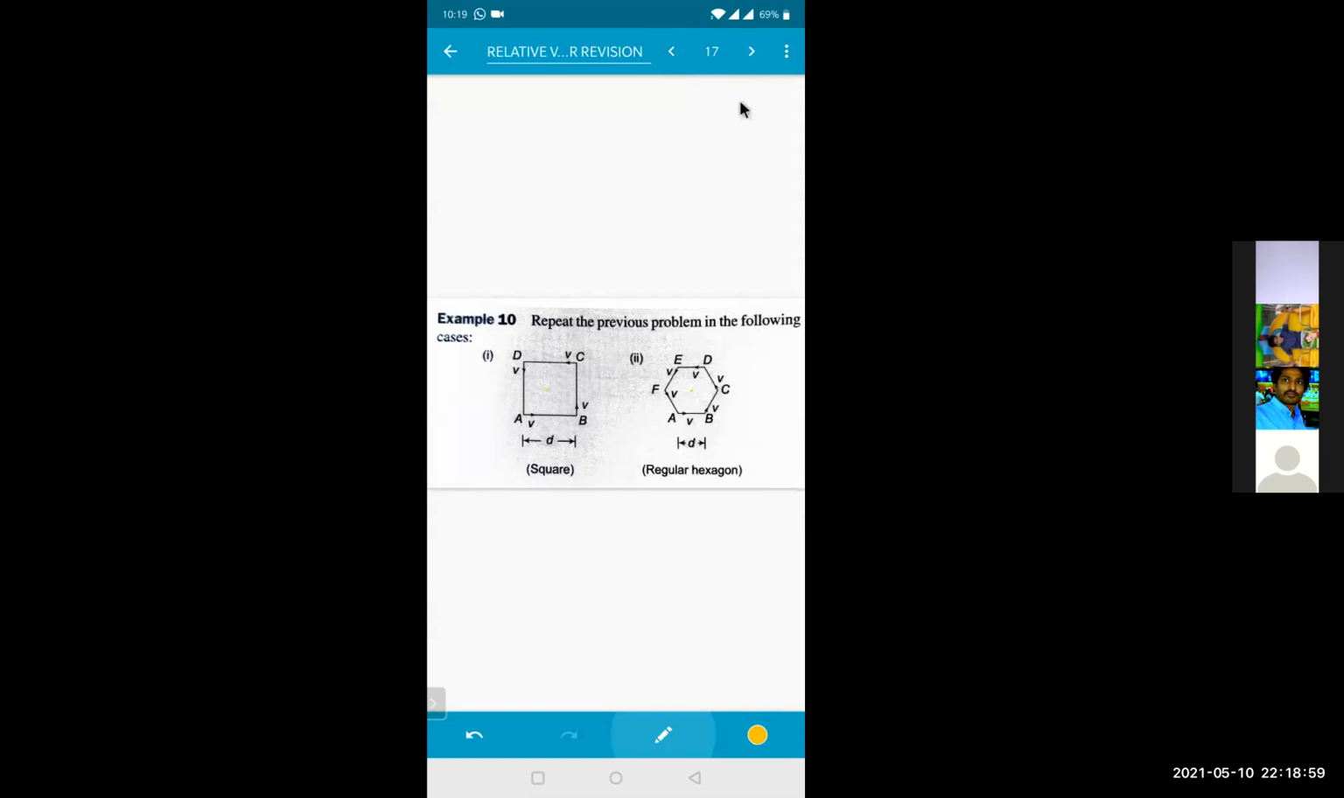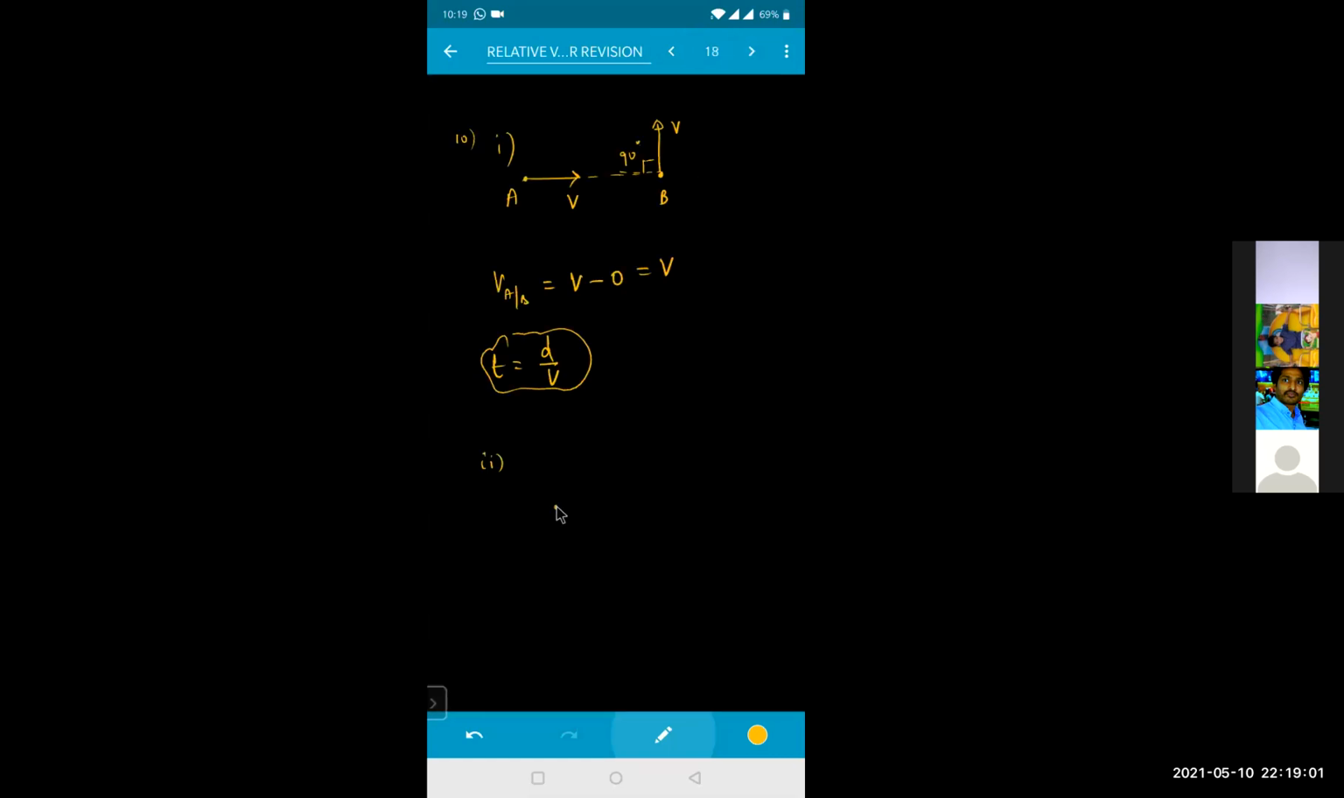Can anyone tell me the answer for this one? Draw the hexagon. A to B. So this is your point A and this is your point B. So this is moving towards like this. This is your V, and this is moving in this direction, right? This is your velocity V. And with the horizontal, it is making an angle of how much? 60 degrees. I can resolve this one into components better. If this is moving with V, this will become V into cos 60, and this will become V into sin 60.